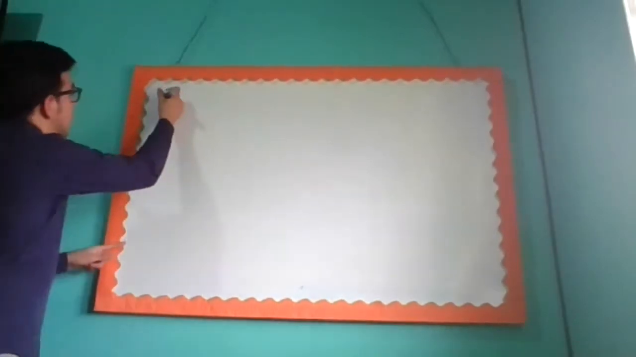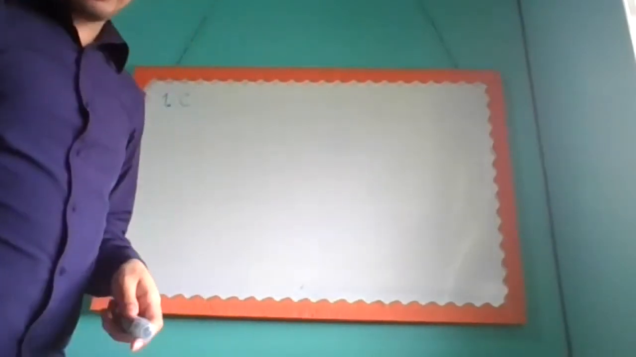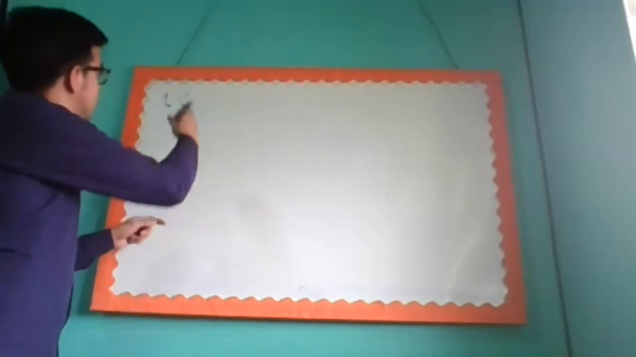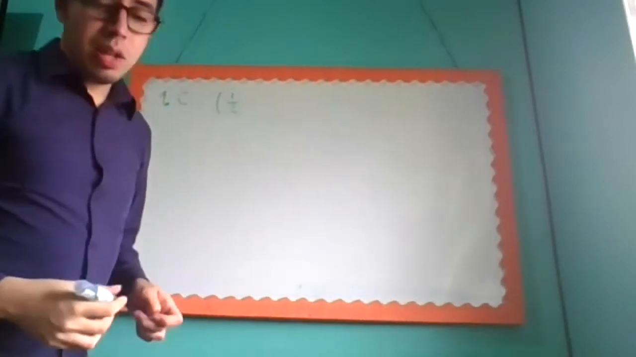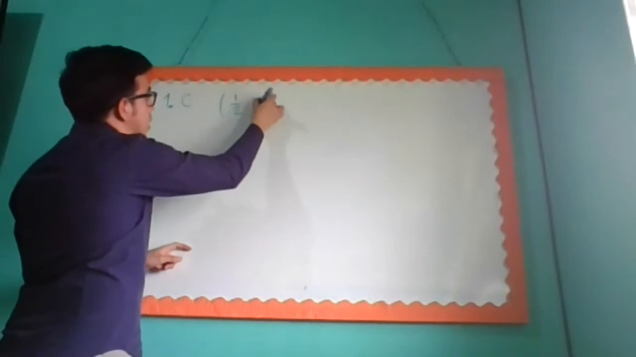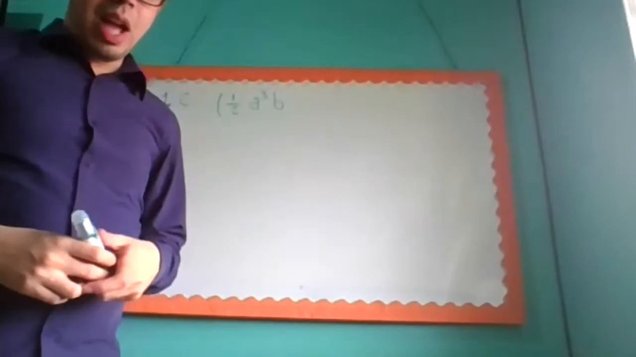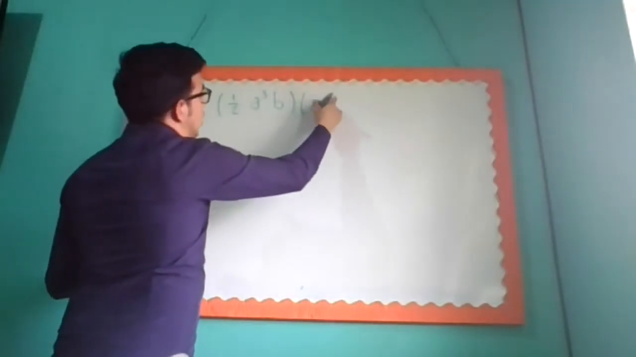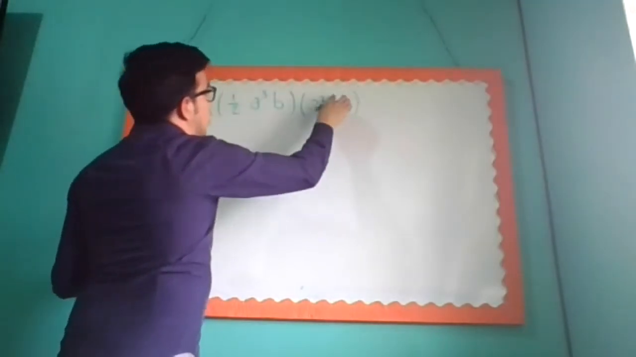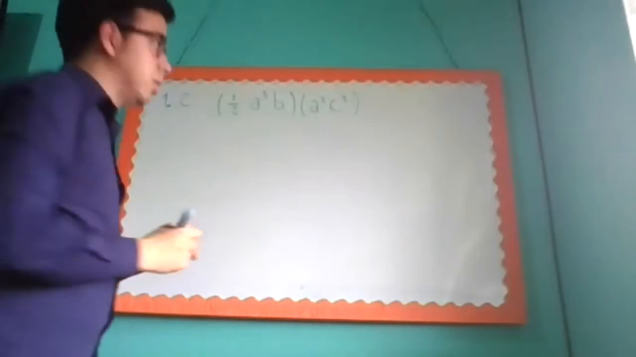Okay, so it's 1C. For the example 1C, we have 1/2 a to the power of 3 b, multiplied by a to the power of 2 c to the power of 2, and the other one is 6b to the power of 2.